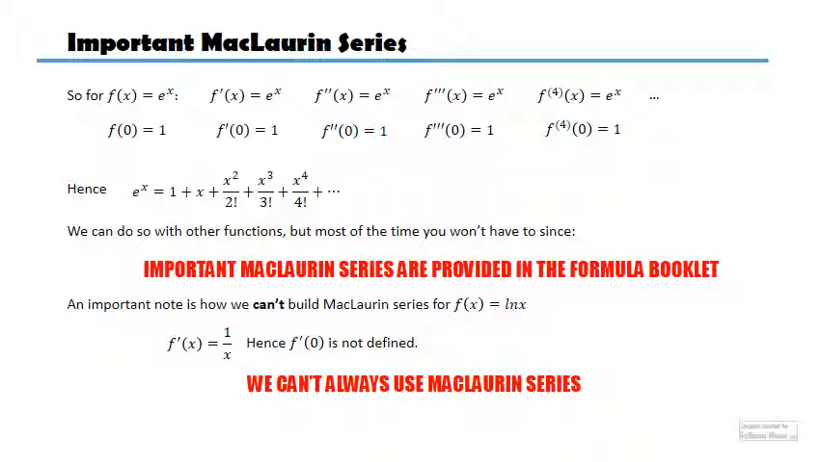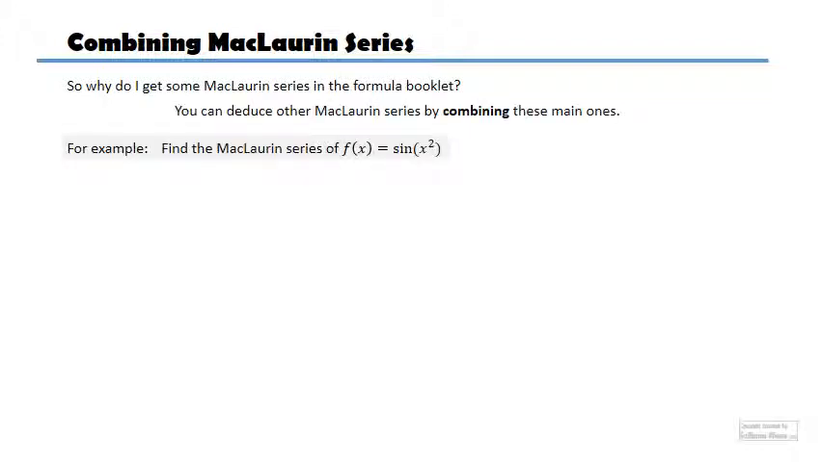So how do we use these things? Why do they give it to us in the formula booklet? Why would they do that? I mean, if we're going to calculate them, why would they do that anyway? Here's how. So suppose I get to define a MacLaurin series of this thing here.